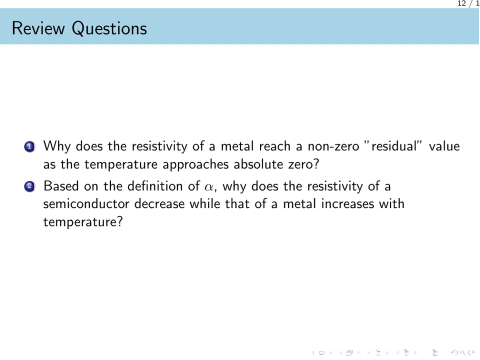To conclude, here are some review questions for you to consider. First, think about why the resistivity of a normal metal reaches a non-zero residual value as the temperature approaches absolute zero. Second, based on the definition of the temperature coefficient, consider why the resistivity of a semiconductor decreases with temperature, while the resistivity of a typical metal increases with temperature. Reviewing these concepts will help solidify your understanding of how temperature fundamentally affects electrical resistance.